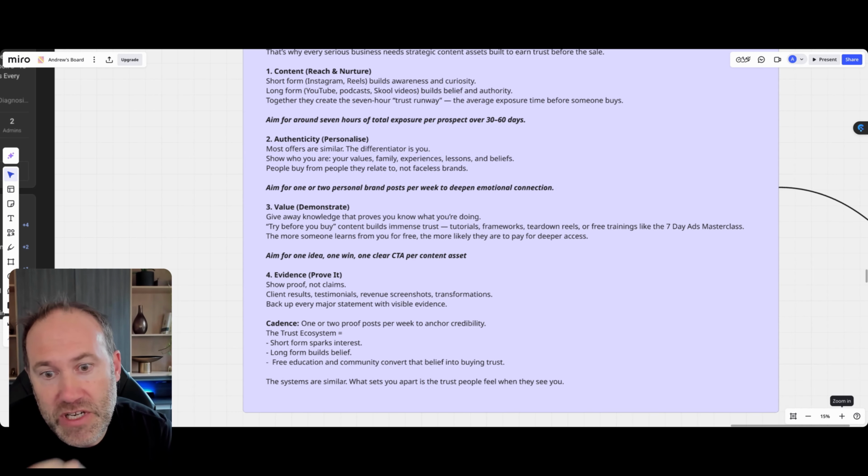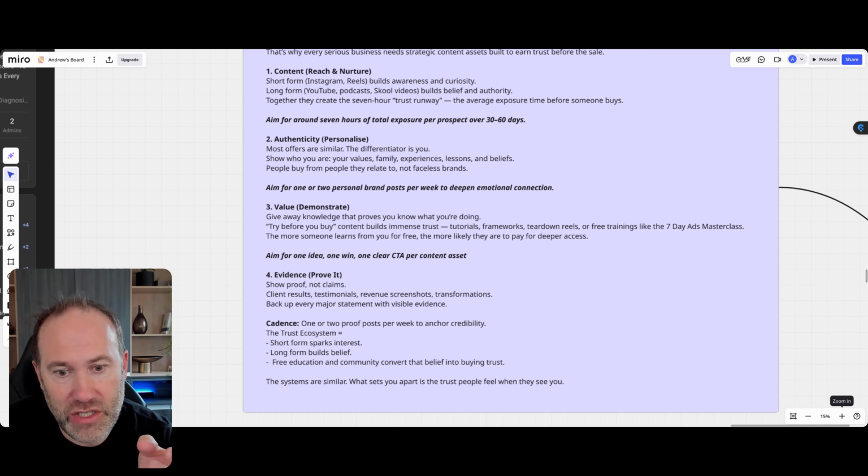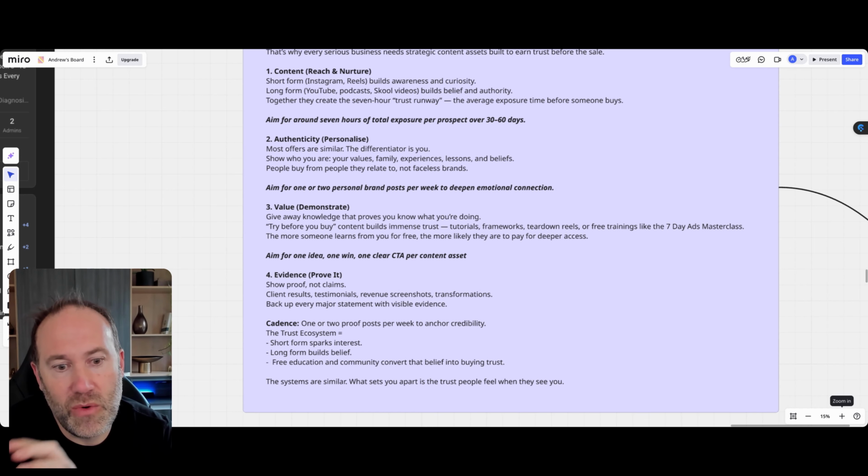And then the last bit is evidence. Prove it. Show proof, not claims. The more you can show client results, testimonials, revenue screenshots, transformations, when you back it up with visible evidence, it really helps. So you want to have all of that to build that credibility. Short form creates the interest, long form builds the belief and trust, and the free education and community in something like school turns that belief into buying level trust. So all these systems are similar. What sets you apart is how people feel when they trust you.